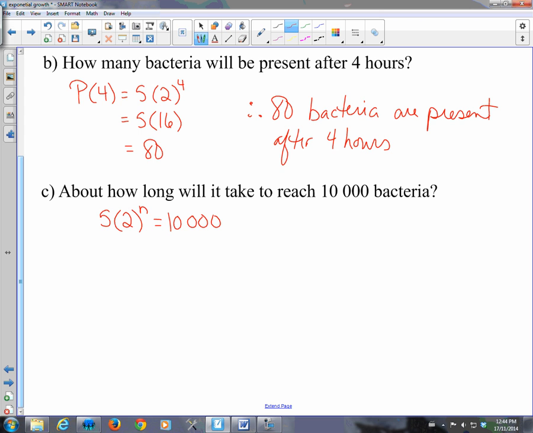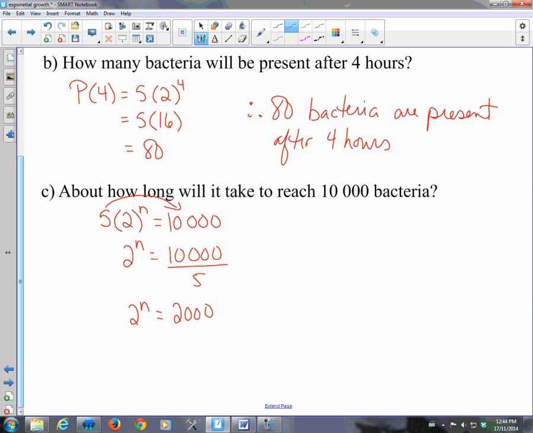In order to get a letter by itself, you move the numbers away from it by doing the opposite operation. So instead of multiplying by 5, I'm going to divide by 5. So 2 to the n equals 10,000 divided by 5, which would be 2,000.